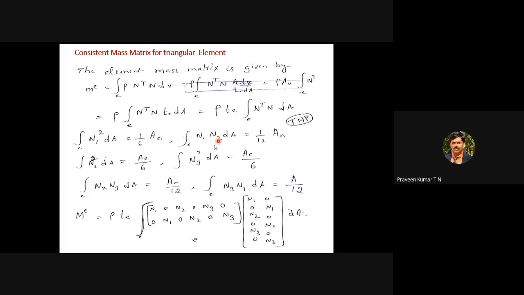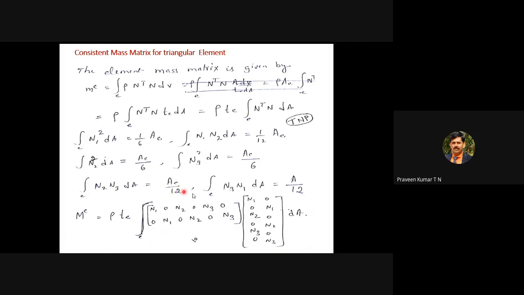Similarly, the integration of n1 n2 dA is given by AE by 12. The integration of n2 squared dA is AE divided by 6, where AE is the area of the triangle. Then the integration of n3 squared dA is AE by 6. Similarly, n2 n3 dA is AE by 12. You have to remember some values. Remembering may feel difficult, but if you practice once or twice, then you can remember. N3 into n2 is again AE divided by 12.